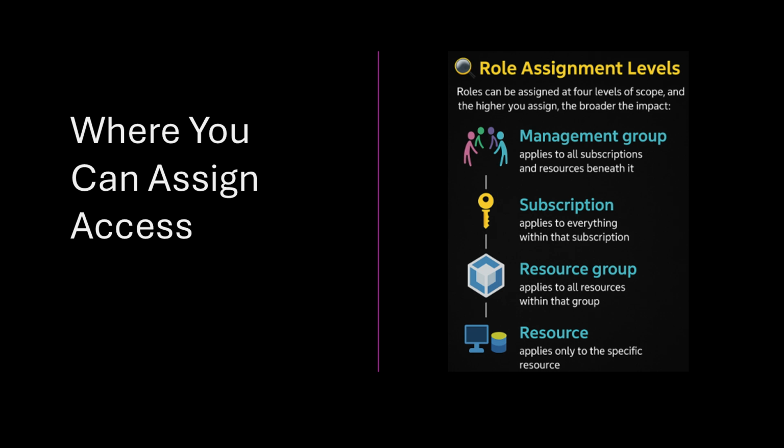Next, ask what is the assigned role. Roles can range from read-only to full control. Common built-in roles include reader, contributor, owner, and resource-specific roles like storage blob data contributor. Lastly, check where the access applies. Is it at the subscription level or scoped only to a specific resource group or resource? Remember, access assigned at a higher scope is inherited by all lower levels.